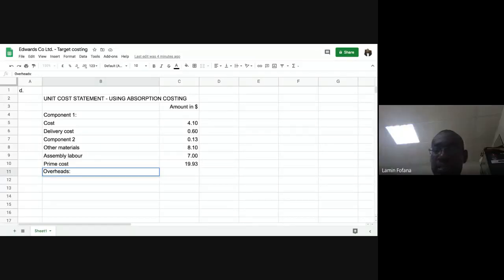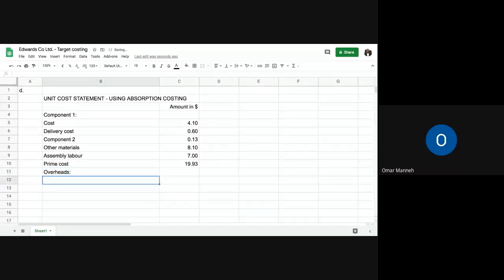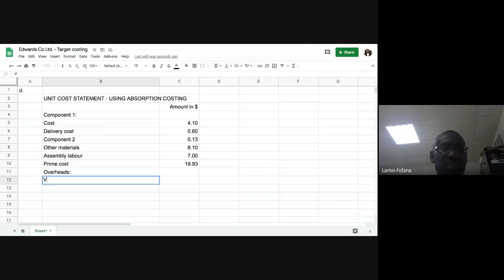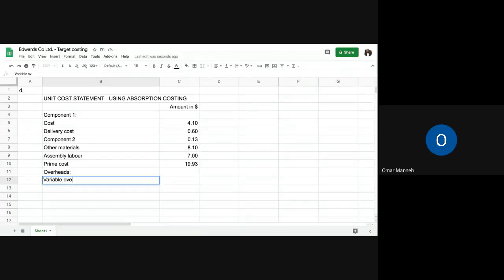Sorry, Mr. Fofa. Yes. Overhead can consist of both the variable and the fixed part. And the fixed, exactly. So when you are going to separate them.